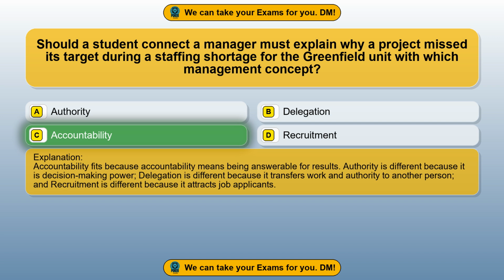Authority is different because it is decision-making power, delegation is different because it transfers work and authority to another person, and recruitment is different because it attracts job applicants.